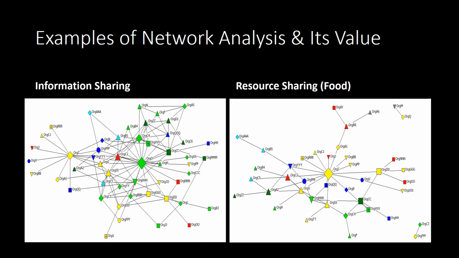On the left, the lines represent sharing of information. So who is connected to whom because they share information with one another. You can see that there are a number of information sharing relationships among the organizations and that there are 2 diamonds, a yellow one and a green one, that are acting as bridges in connecting many of the organizations.